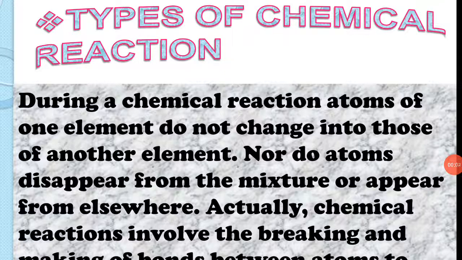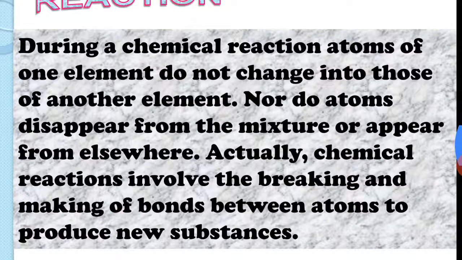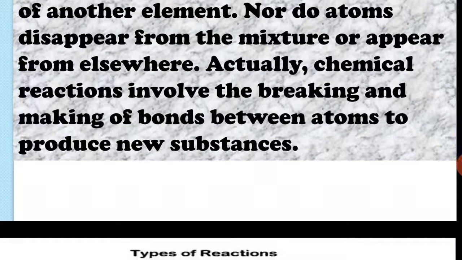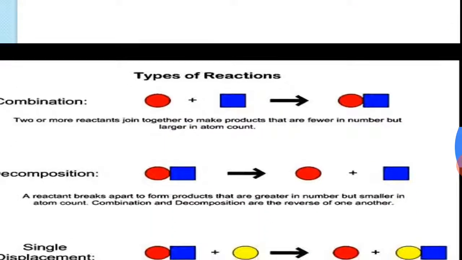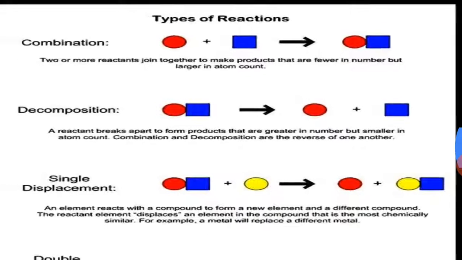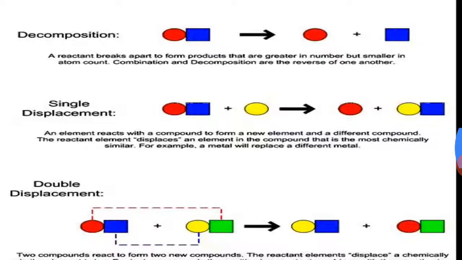Now the next topic is types of chemical reactions. According to the process used in the chemical reaction, we have divided the chemical reactions into four categories. Chemical reactions involve breaking and making of bonds between atoms and produce new substances. Types of reaction are combination reaction, decomposition reaction, single displacement reaction, and double displacement reaction.